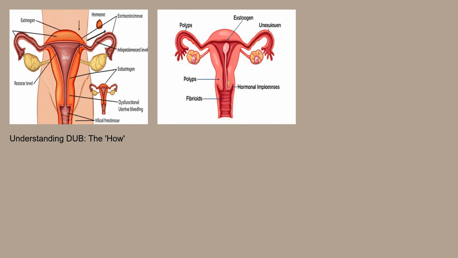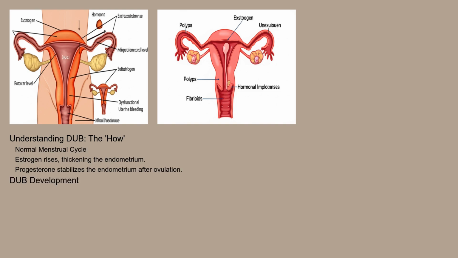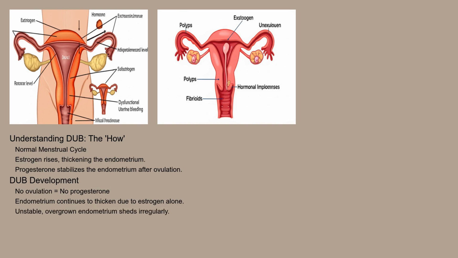Let's delve deeper into the how of DUB. In a normal menstrual cycle, estrogen levels rise, thickening the uterine lining, or endometrium. After ovulation, progesterone is produced, which then stabilizes the uterine lining, preparing it for implantation of a fertilized egg. If no egg is released and therefore no progesterone is produced, the endometrium continues to thicken under the influence of estrogen, without the stabilizing effects of progesterone. Eventually, the endometrium becomes so thick that it outgrows its blood supply and sheds in an irregular and often prolonged fashion. The disruption of the normal endometrial shedding process is what leads to the abnormal bleeding patterns seen in DUB.